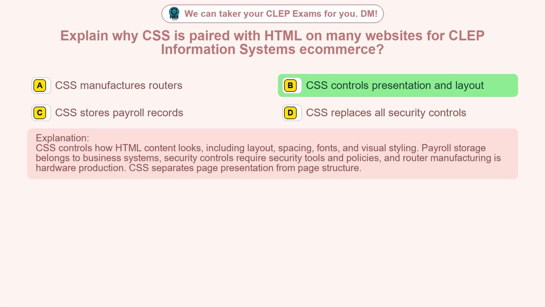CSS controls how HTML content looks, including layout, spacing, fonts, and visual styling. Payroll storage belongs to business systems, security controls require security tools and policies, and router manufacturing is hardware production. CSS separates page presentation from page structure.